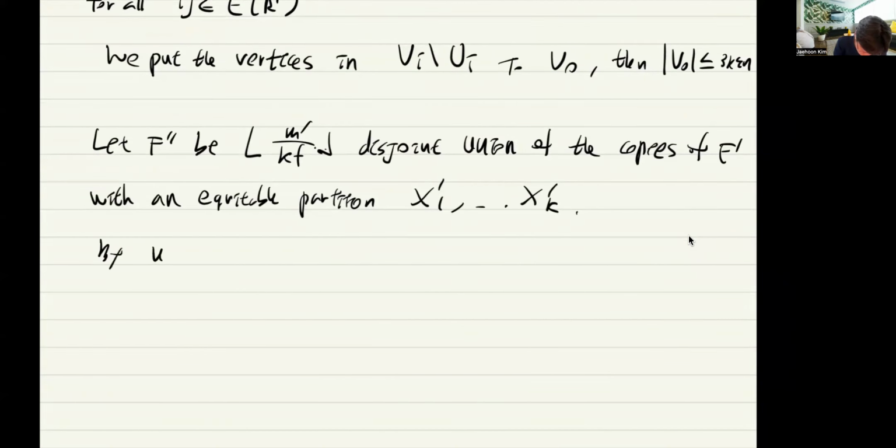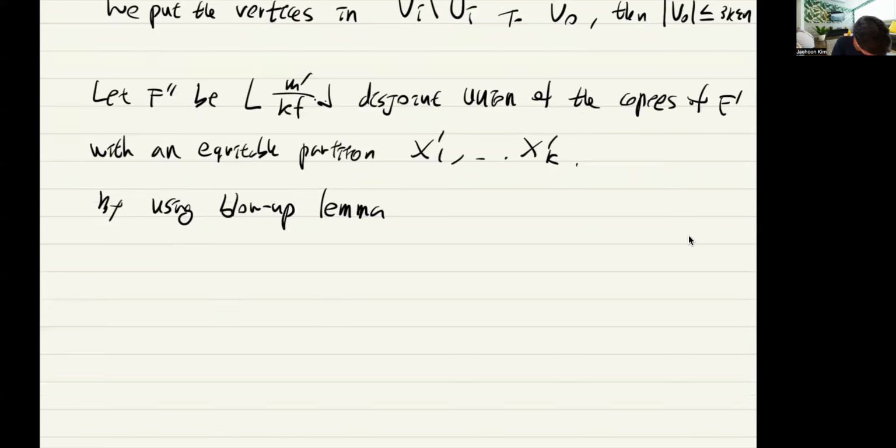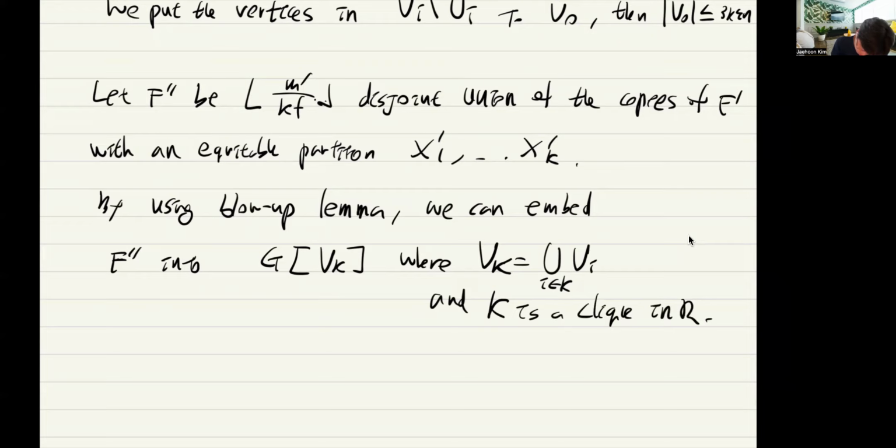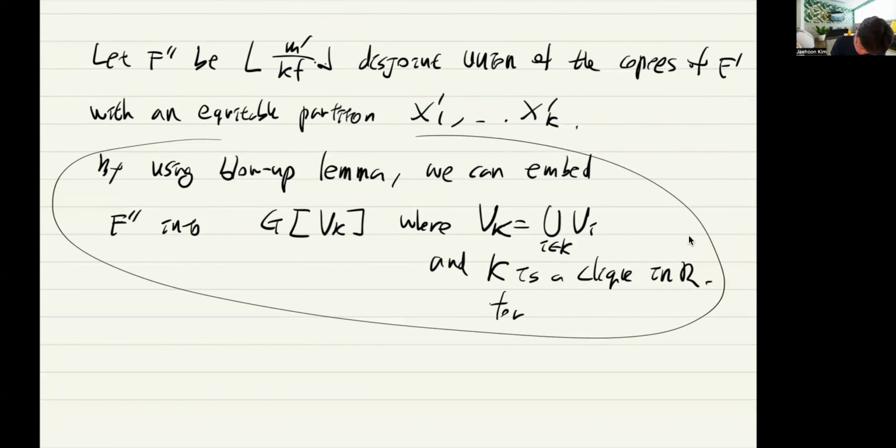And by using the blow-up lemma, what? We can embed this F double prime into G of B_K, where this B_K is the union of Bi, where i is in K, and this capital K is a clique in R. So we do that for each capital K in R prime.